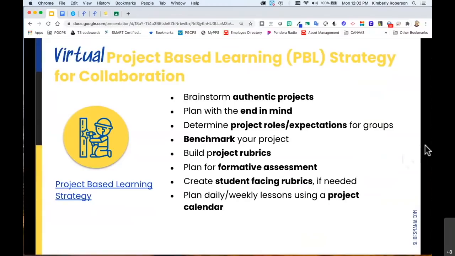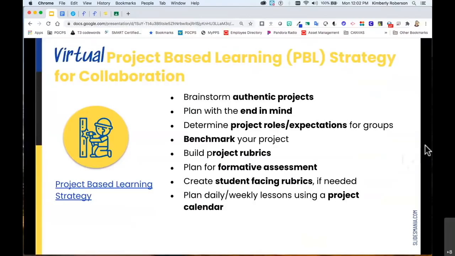Brainstorm authentic projects, standards-based projects and tasks that are founded in your curriculum, rich with content, and have a specific purpose. This is a great time to include students in choosing topics and/or project ideas. Plan with the end in mind. Begin with what you want students to do or produce at the end of the project and work backwards.